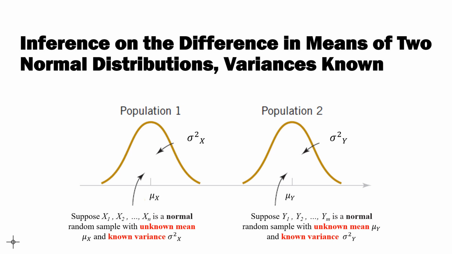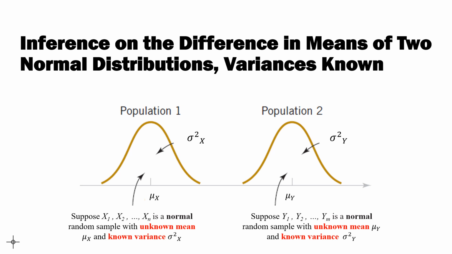Now, let's dive in on inference on the difference in means of two normal distributions when their variances are known. We have two populations, and instead of studying them individually, we want to better study them relatively. We want to see how far their means are.